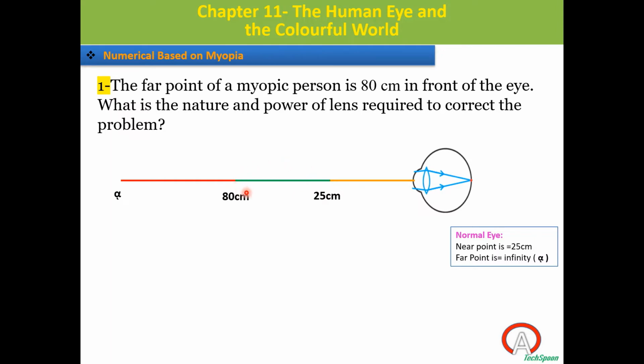This person can see anything between 25 to 80 centimeter. This green color is between 25 to 80 centimeter. He can see anything there, right? After 80 centimeter only he is having a problem, right? So if I am able to bring this object which is at infinity between this, I can see it.